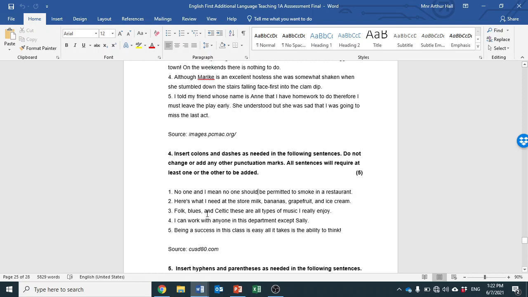Here's a list by the look of number 2. Here's what I need at the store: milk, bananas, grapefruit, and ice cream. So a list, before the list starts, you need a colon. So between store and milk, you place a colon. Number 3, folk, blues, and Celtic.